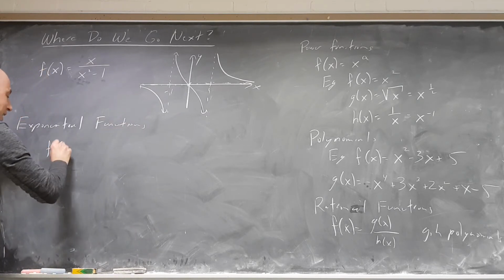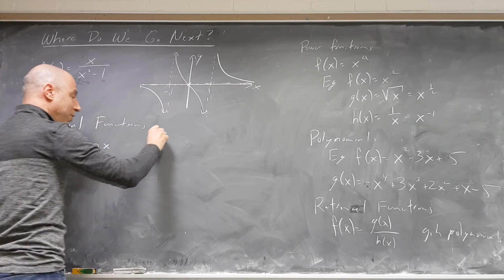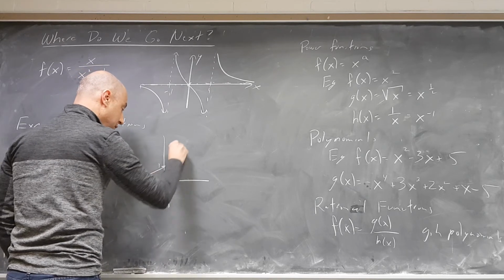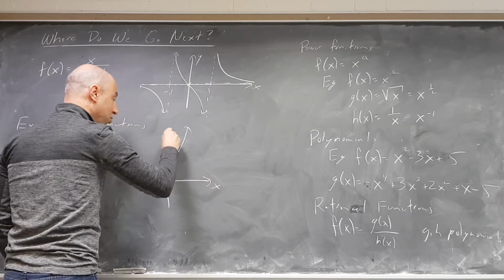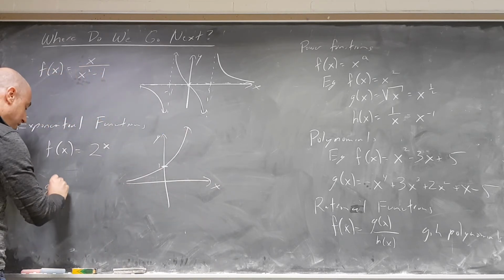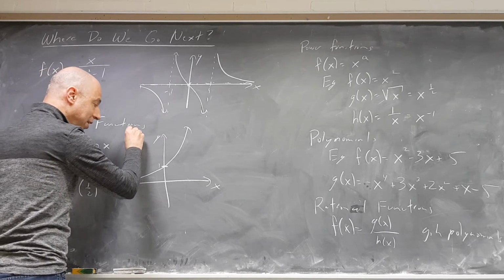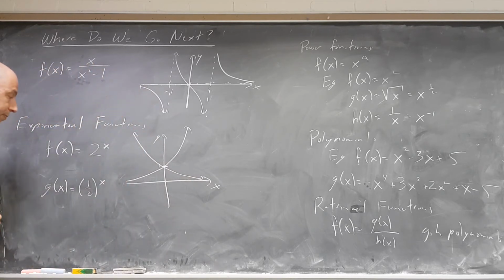Something like f of x equals 2 to the x. You know what the graph of that looks like. Crosses the y-axis at 1, approaches the x-axis asymptotically to the left, and grows very rapidly on the right. If I gave you something like g of x equals 1/2 to the x, you know that this went downhill. So we know about exponential functions.